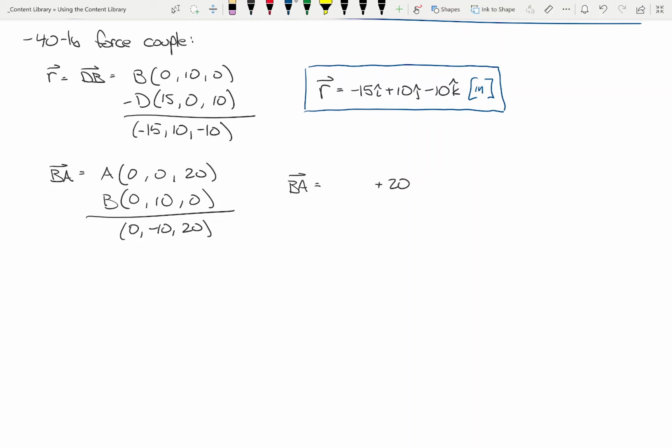Oh, sorry, I'm getting ahead of myself. So 0i. Am I going too fast, or is everybody okay with this? Well, it's 0 minus 10, and 20 minus 0. I got the coordinates right, didn't I? Yeah. So this is negative, that was positive. I think that's right. Okay.